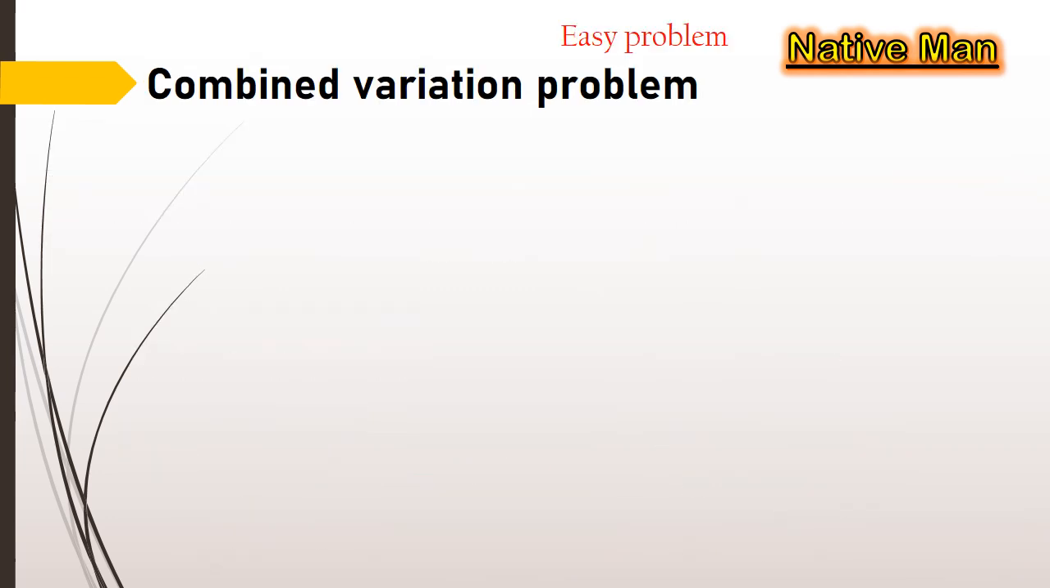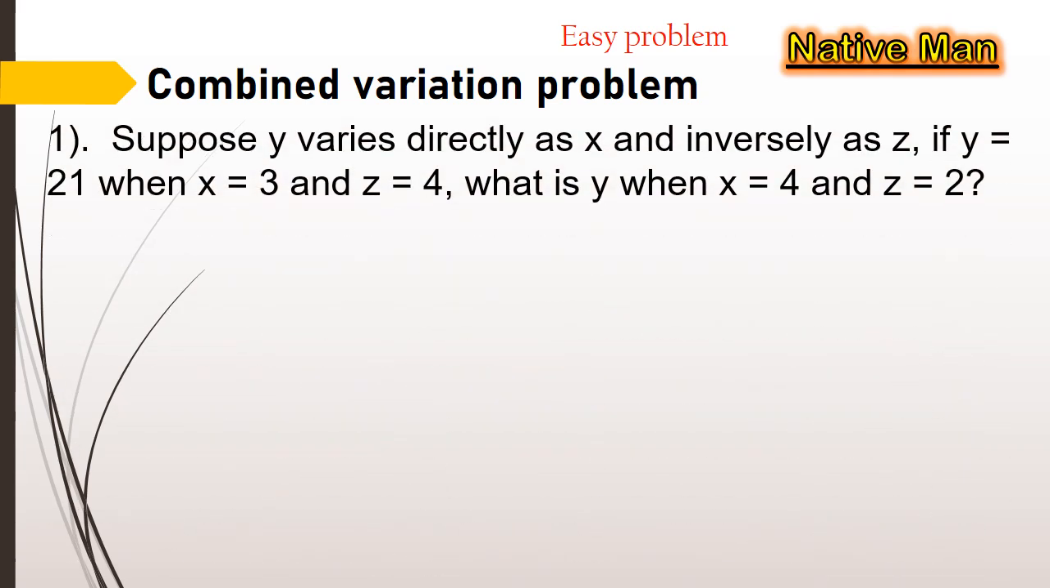Okay, how about combined variation? So, start muna tayo sa easy problem. Number 1. Suppose y varies directly as x and inversely as z. If y is equal to 21 when x is equal to 3 and z is equal to 4, what is y when x is equal to 4 and z is equal to 2?